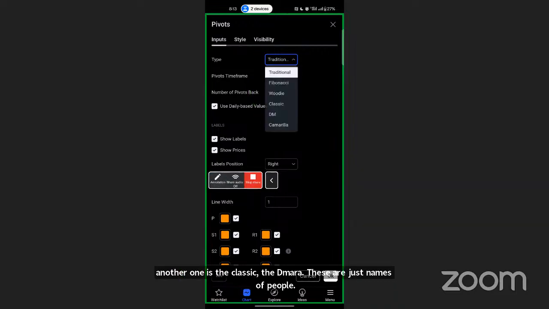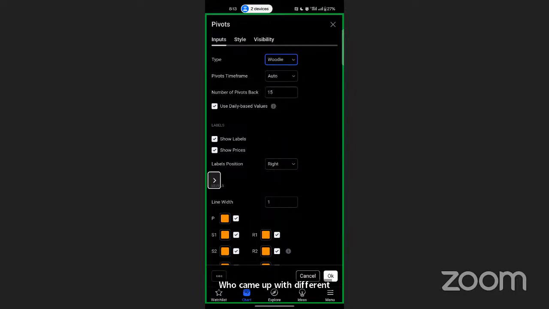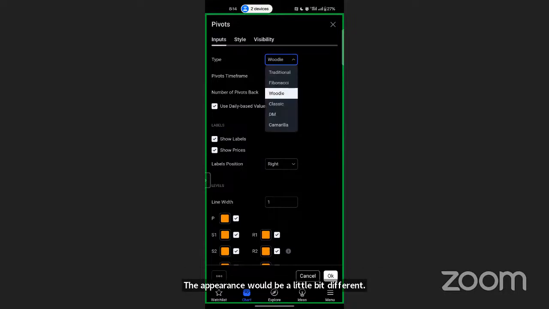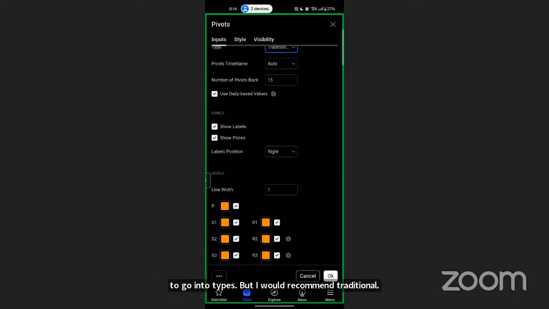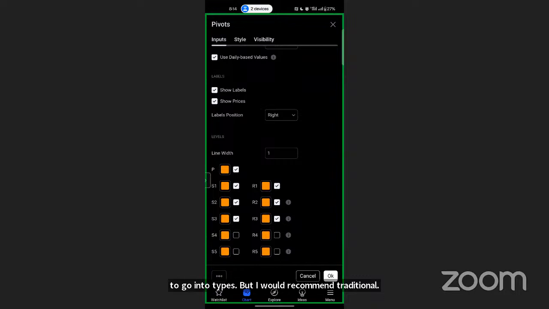For example, if I pick traditional, the appearance will be a little bit different from when I use Woodie. I'm just going to show you. I'm not going to go into types, but I would recommend traditional and Fibonacci. Let's start with the traditional. Okay, these are the traditional.